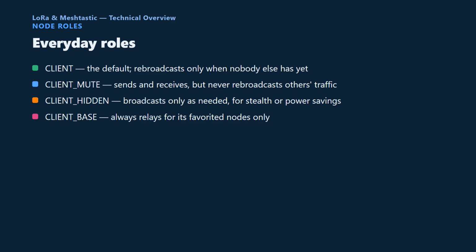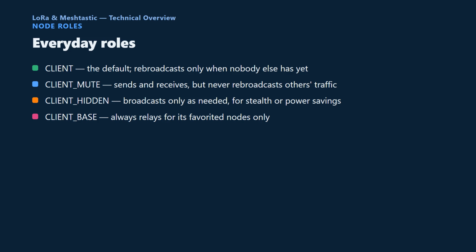Now the architecture. Meshtastic's configuration protocol defines 13 device role values in total. 2 of them, router, client, and repeater, are deprecated legacy roles. We'll get to repeater's deprecation specifically since a lot of existing tutorials still treat it as current. The everyday ones, client is the default and is right for the vast majority of nodes. It rebroadcasts a packet only when no other node has already done so.